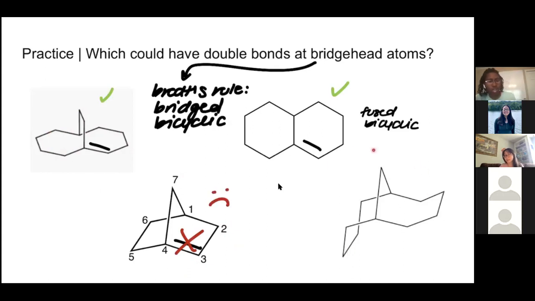Last but not least, this crazy looking one. Even more carbons, I believe, than this one. Let me see. In any case, more than 8. So we can put that double bond on the bridgehead carbon. All right, any other questions on this or any other portion of the lecture? Because if not, that is all we had for you today.